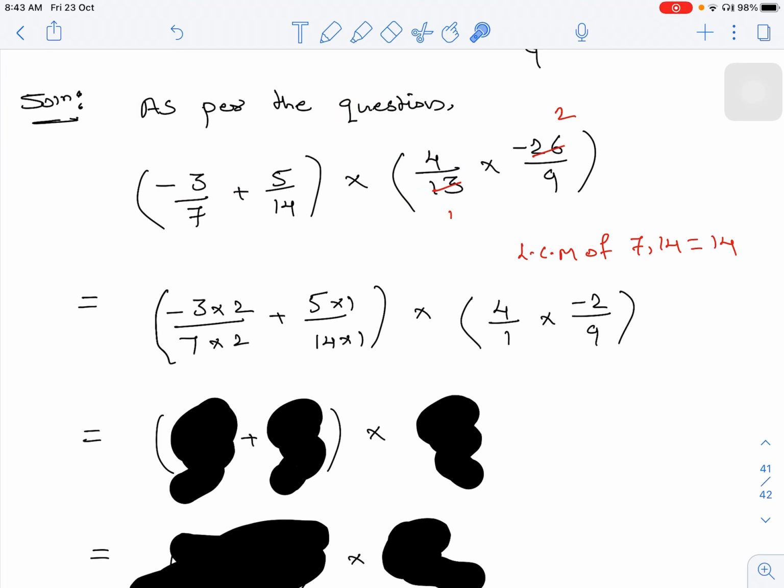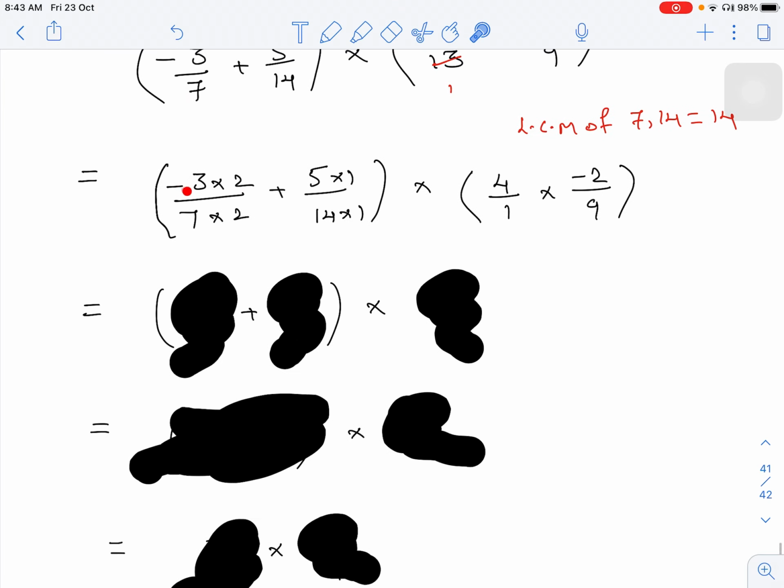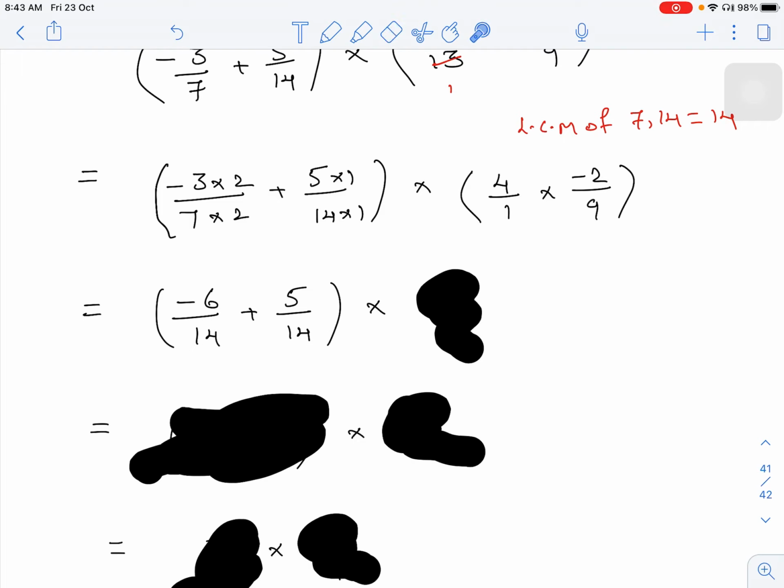Now in the next step, multiply this minus 3 by 2 and 5 by 1. So what do we get? We get minus 6 plus 5, and 7 twos are 14. Okay. 5 ones are 5 and 14 ones are 14. Now here also we have to directly multiply numerator with numerator, denominator with denominator. So minus 2 into 4, so you will get minus 8 upon 9 ones are 9.